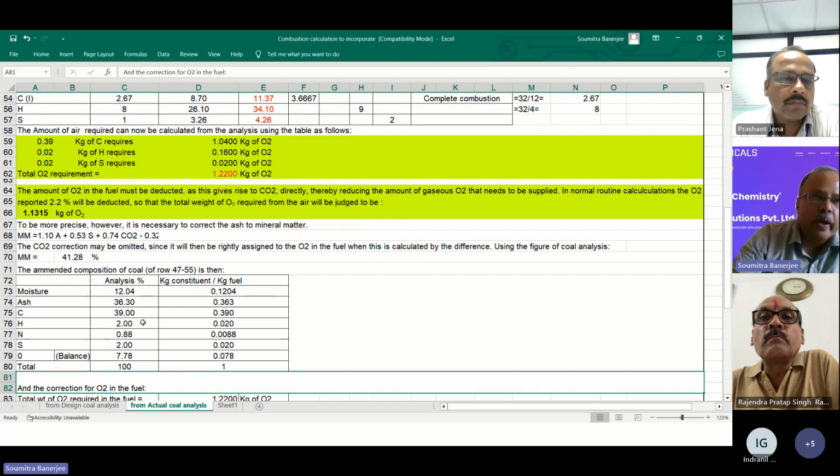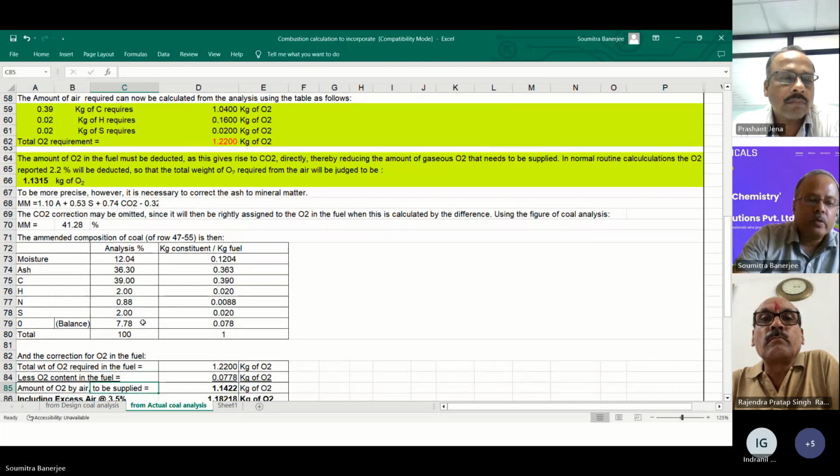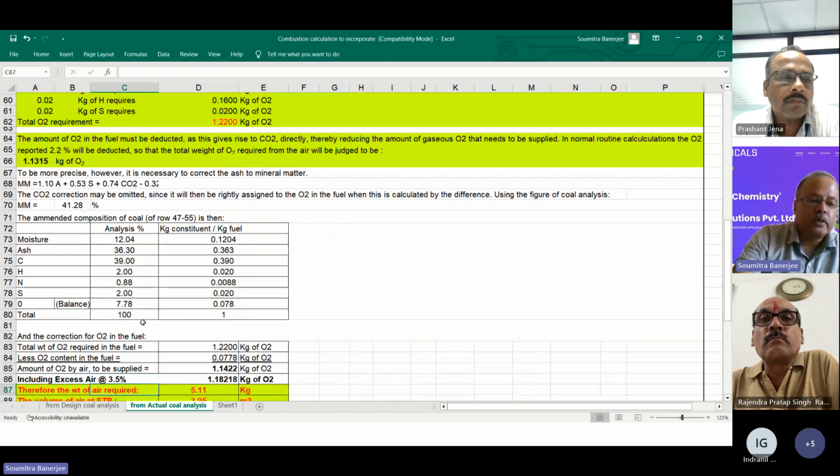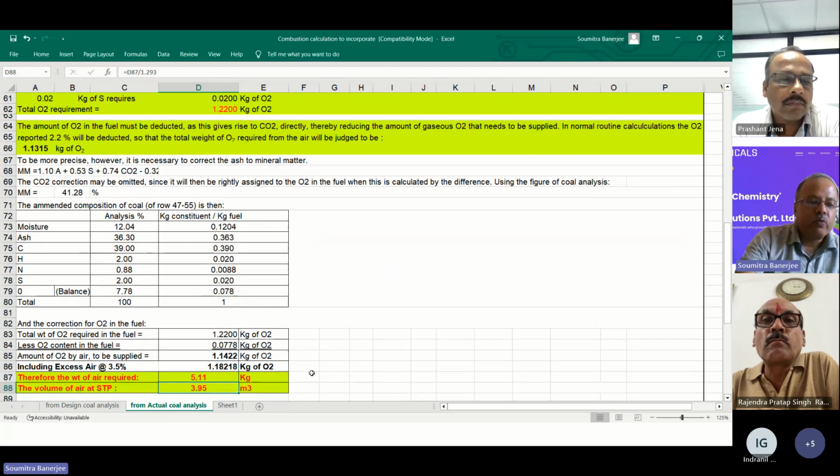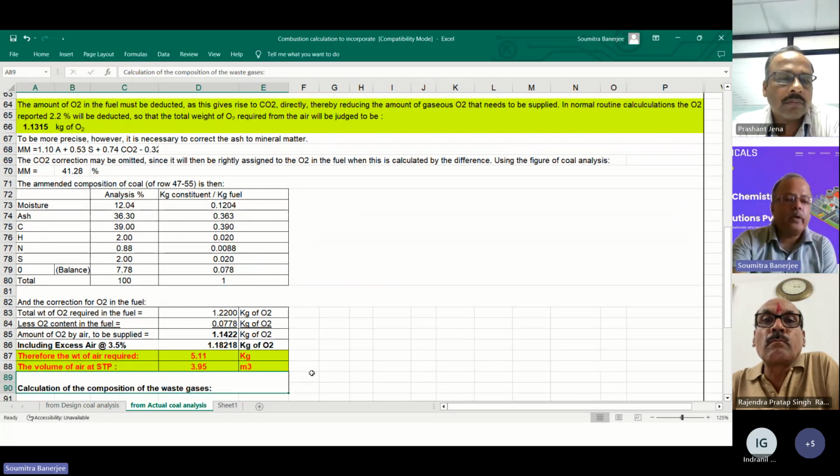Oxygen is always the balance, even in our proximate analysis and ultimate analysis. So that balance is getting reduced here. 1.1422 oxygen is required. You include 3.5% excess air, it becomes 5.11. So volume of air at STP would be 3.95.